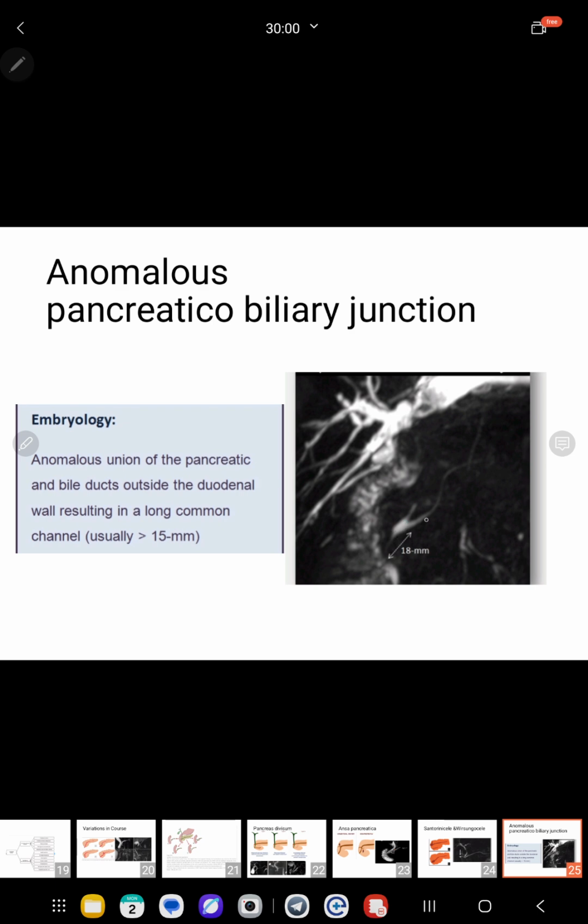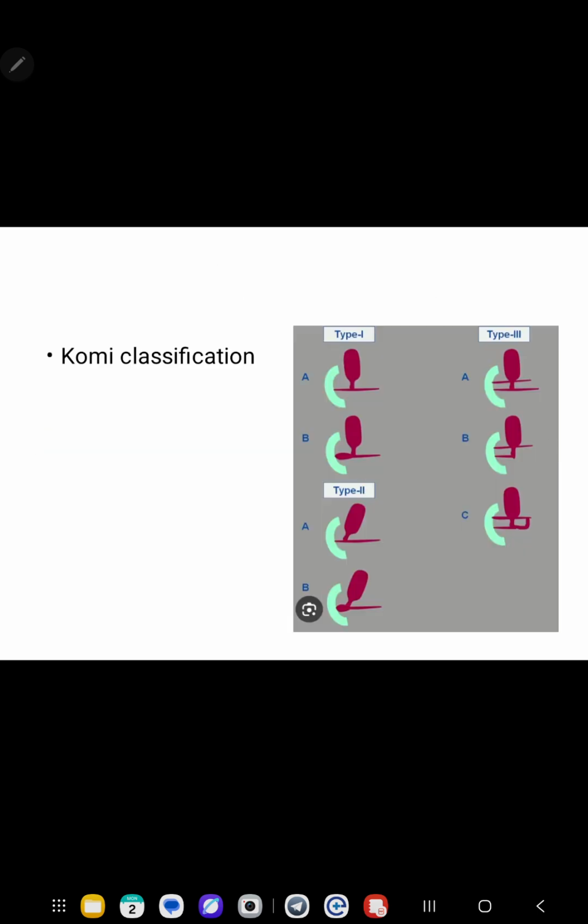There will be reflux of secretions, vice versa. So the biliary secretions can reflux into the pancreas, causing pancreatitis. Pancreatic secretions can go back also, and usually associated with this, people can have choledochal cyst also, predisposing to cholangiocarcinoma. The classification of ABPJ is the Komi classification, and type 1 is they are perpendicularly joining. Then type 2 at an acute angle. Type 3, apart from this, there is some other duct complicating.